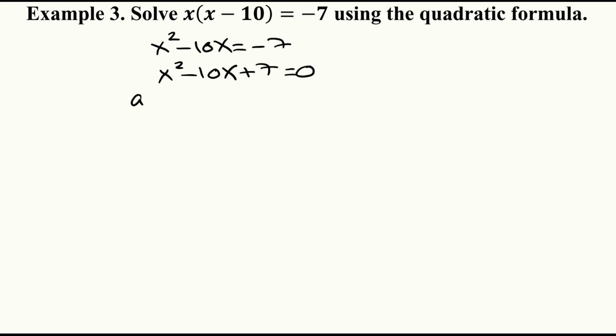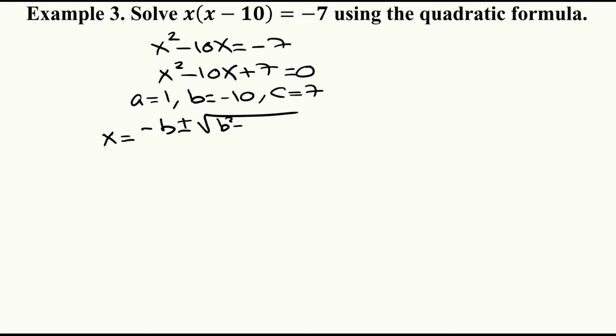We can see here a equals 1, b equals -10, and c equals 7. So we're ready to go ahead and write our quadratic formula, which is -b plus or minus square root of b squared minus 4ac over 2a.